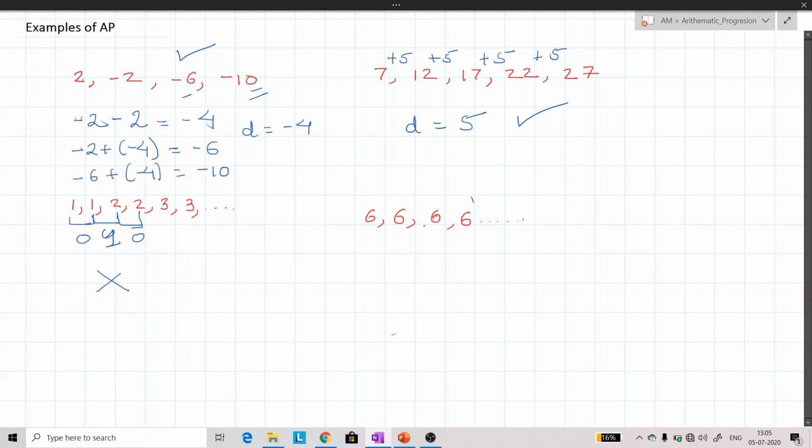Now, if you look at this series, it comprises of only the number 6. The difference between all the terms is 0. So this is also an AP. We have already learned the common difference for an AP can be a negative number, it can be a positive number, or it can be 0. So these were some of the examples of arithmetic progression.